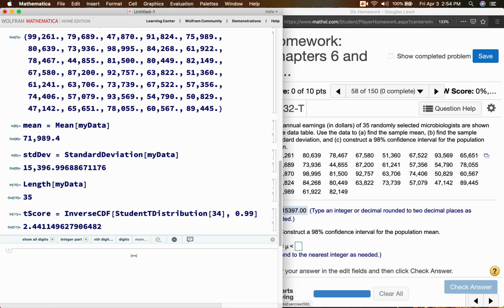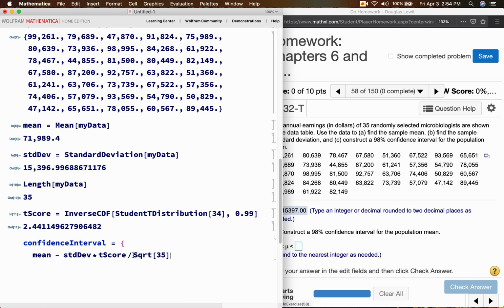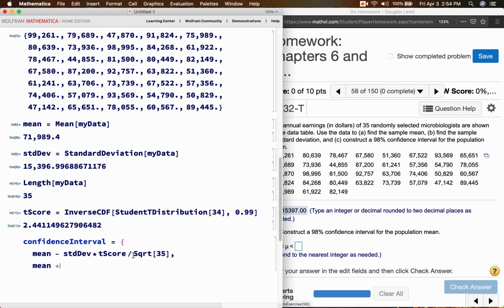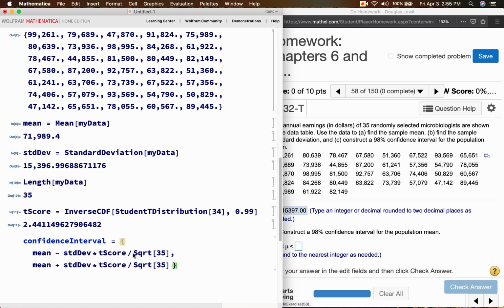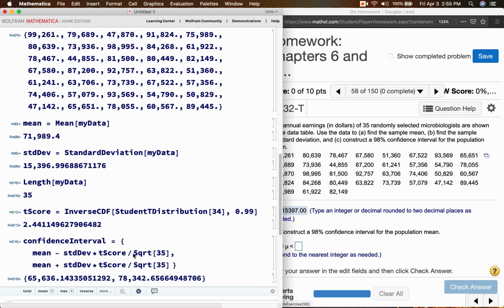Okay? Now the confidence interval is very easy to figure out. So confidence interval is equal to mean minus standard deviation times t-score divided by the square root of 35, mean plus the standard deviation times the t-score divided by the square root of 35, and that's it.